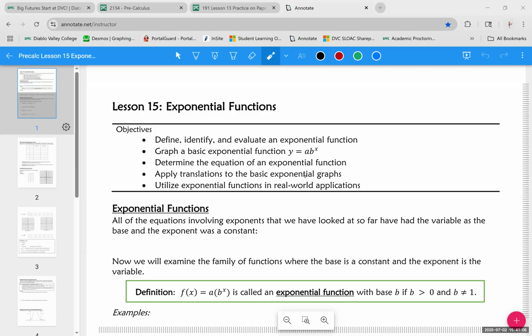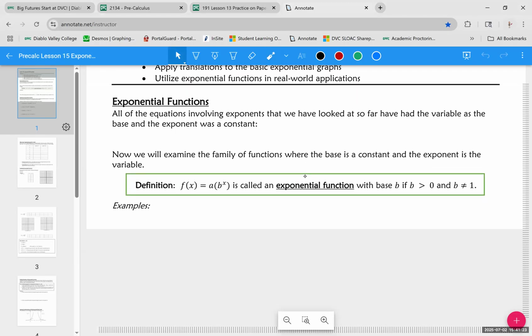Welcome to lesson 15, exponential functions. In this lesson, we're going to define what exponential functions are, learn how to evaluate them, graph them, determine their equations, and apply them to real-world situations.